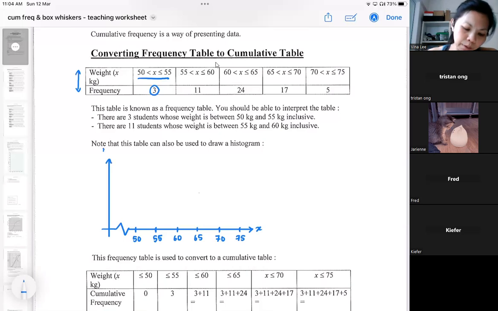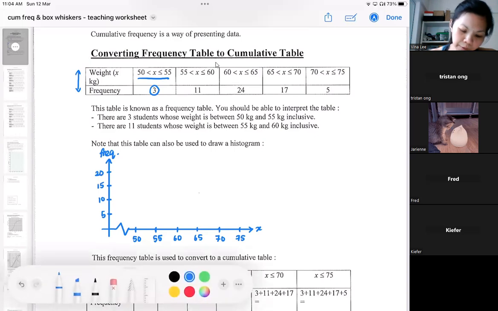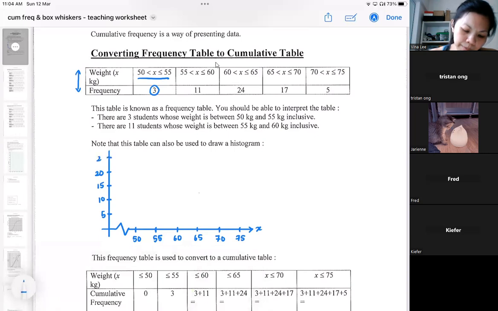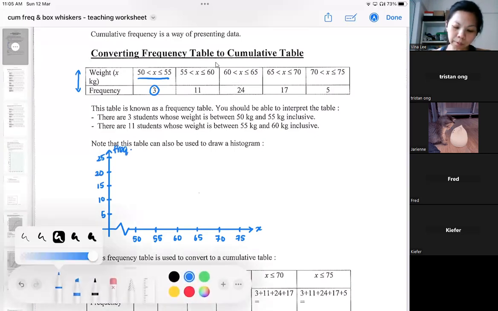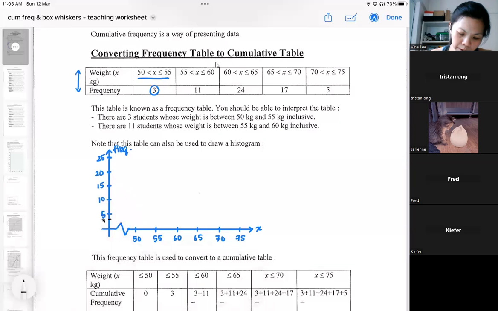Then I'm going to present the frequency here. Make sure you got some basic scale, like your y-axis. Okay, I'm running out of space here, so I must make sure I got enough. So this part is the frequency. How do I draw a bar chart for the 3 students? Maybe the 3 students is here, so I got a tiny bar here, and then I got 11 students here, somewhere here.